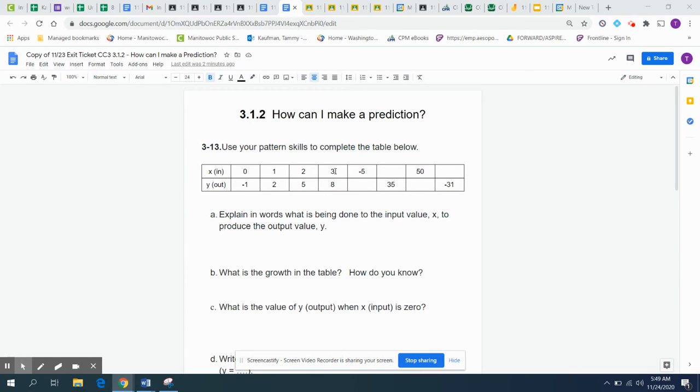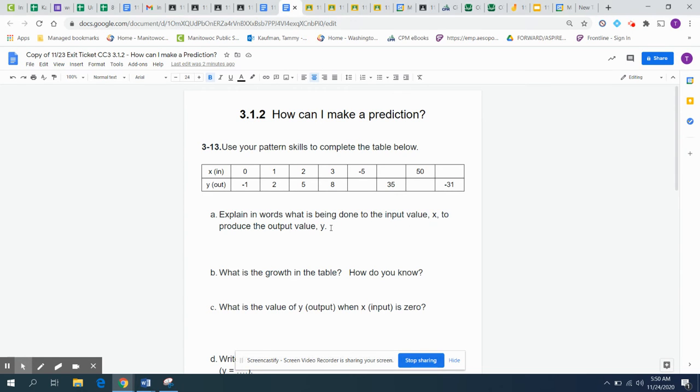So I could start with 3 times 1. 3 times 1 is 3, minus 1 is 2. 3 times 2 is 6, minus 1 is 5. 3 times 3 is 9, minus 1 is 8. That seems to work for that. So I'm going to try it with this one as well. So 2 times 3 is 6. 6 minus 1 is 5. That works. And then when the input is 1, I get an output of 2. 1 times 3 is 3, and 3 minus 1 is 2. So it seems to work.